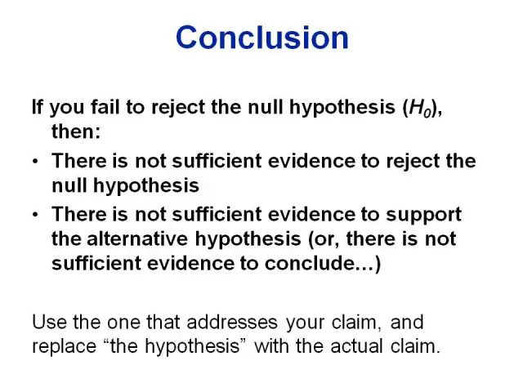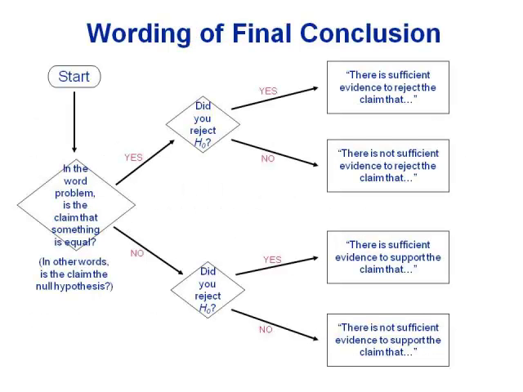And then again, you pick which one of those your claim actually talked about and then write out the one that talks about that. So if your claim was the null, there's not sufficient evidence to reject the claim. If your claim was the alternative, then there's not sufficient evidence to support it. Some people find this flow chart helpful to keep track of all of this.